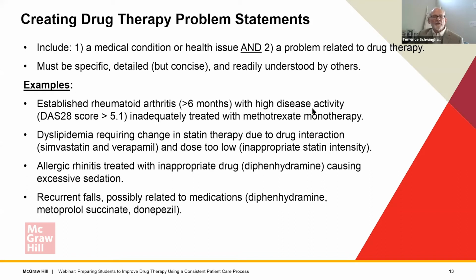Second example is dyslipidemia that requires a change in the statin therapy because of a drug interaction with simvastatin and verapamil. Verapamil can increase simvastatin levels, and the dose of the statin is too low, inappropriate statin intensity. The third example is allergic rhinitis treated with an inappropriate drug, diphenhydramine, causing excessive sedation. So this is a case of wrong drug. The previous example was a case of a drug interaction and dose too low.